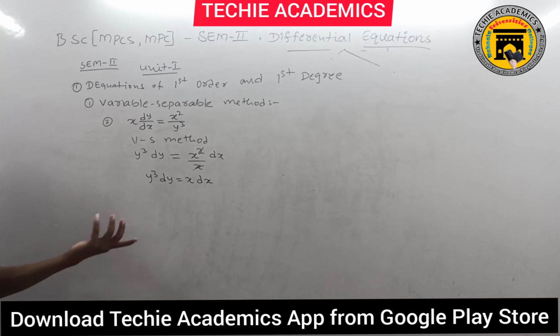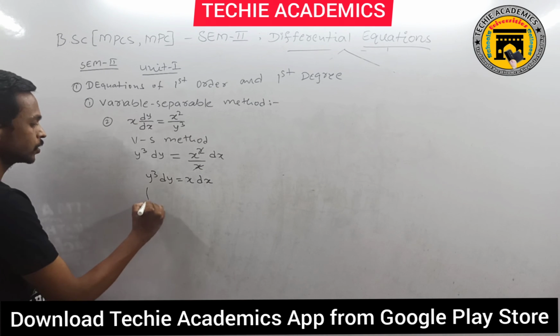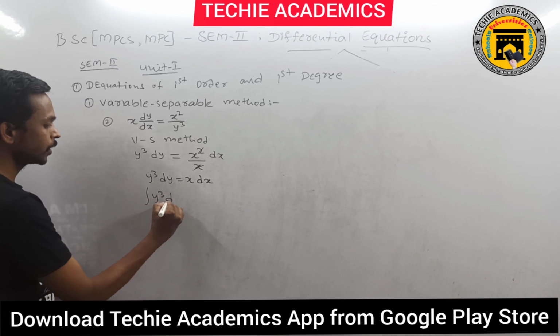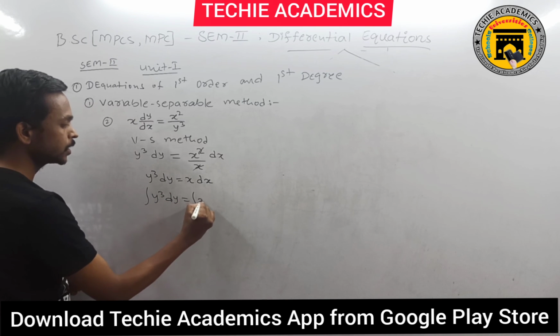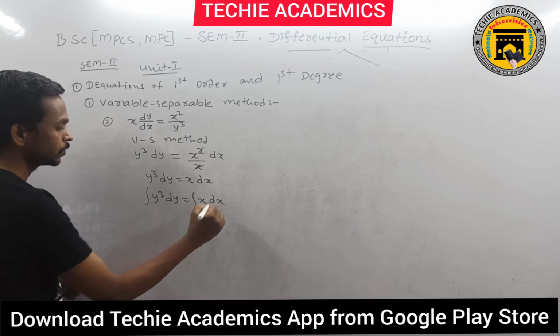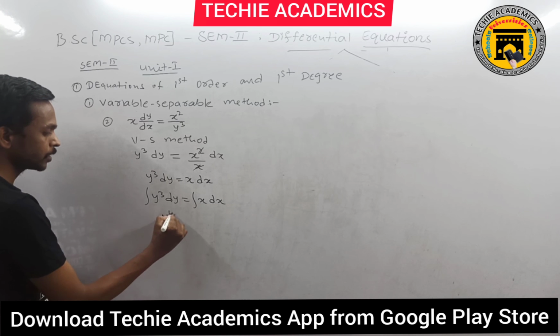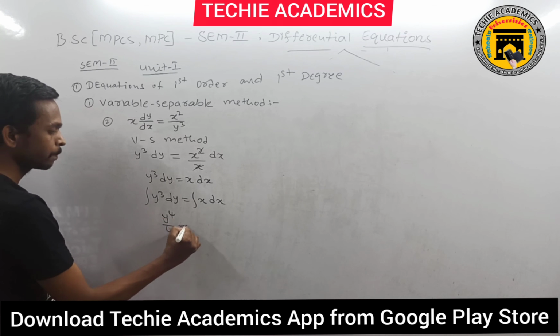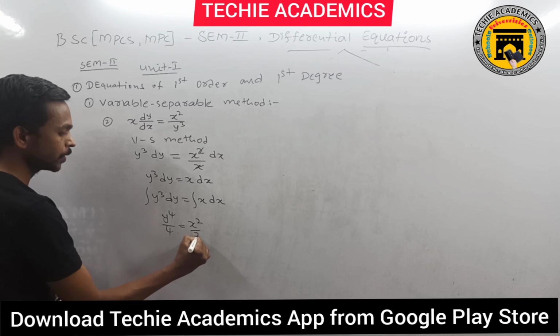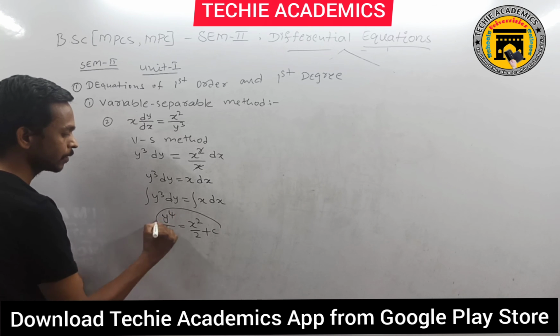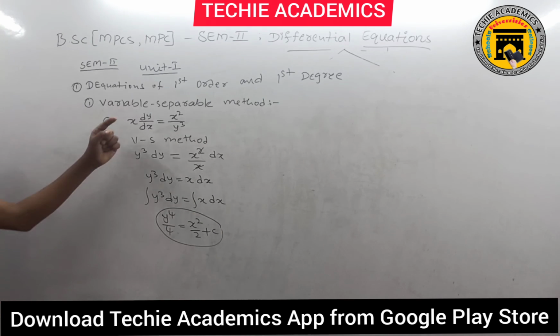Now we have to integrate on both sides. So integration of y cube dy is equal to integration of x into dx. Y cube can be written as y power of 4 by 4 and x can be written as x square by 2 plus c. Is the general solution of a given differential equation. Okay, this is variable separable method.